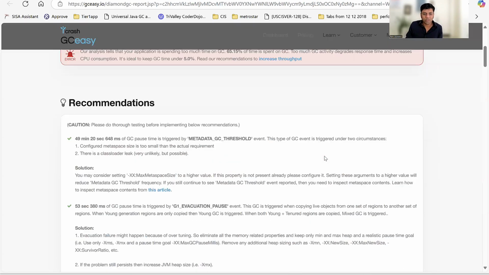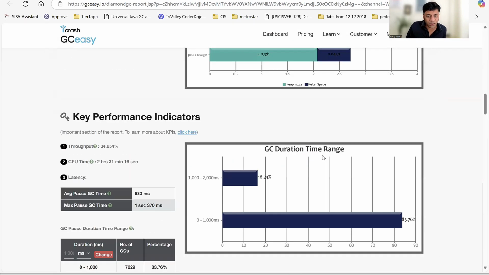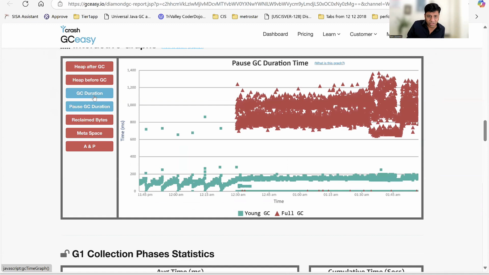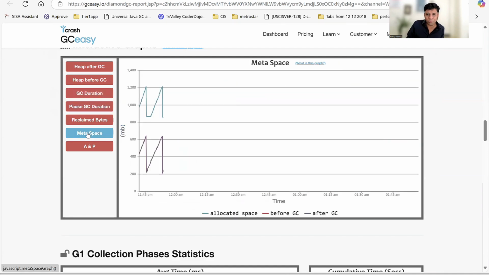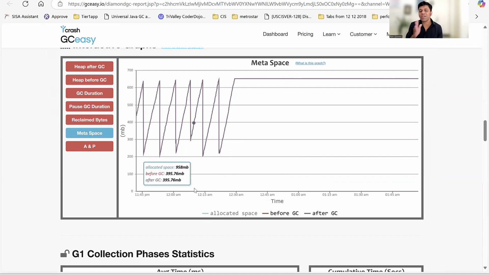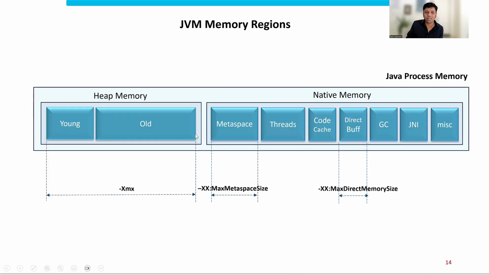This is that report. Look at their throughput, very disastrous throughput, like a 34% throughput. That means predominantly this application was suffering from this problem. Look at how much time it is continuously pausing. But the actual problem in this application was, see, the JVM memory has multiple regions. There is this heap memory, which is the Xmx that we set. After this, there are all other memory regions.